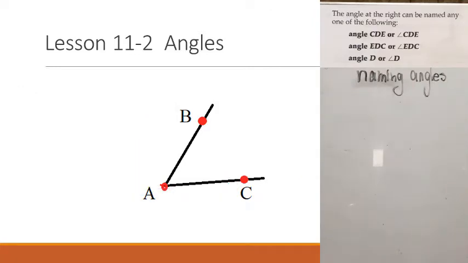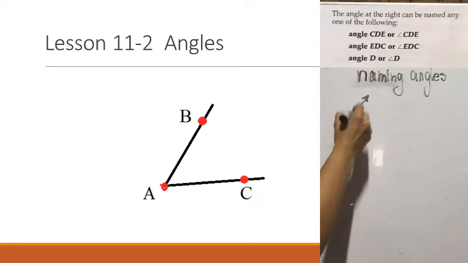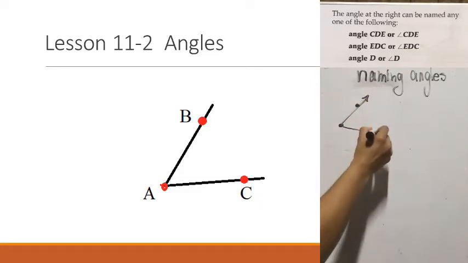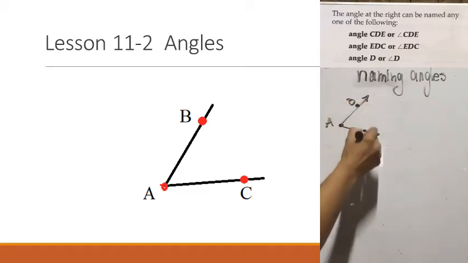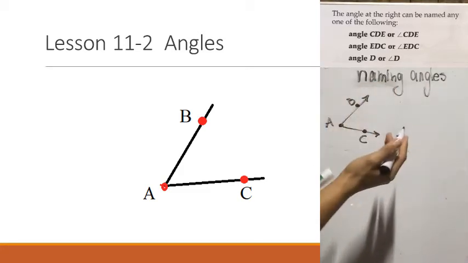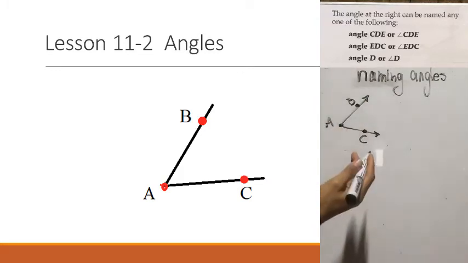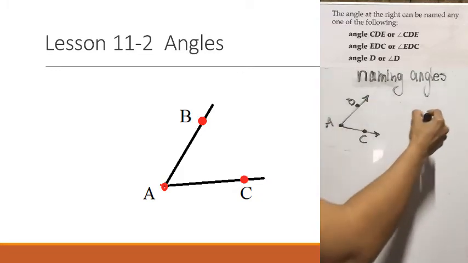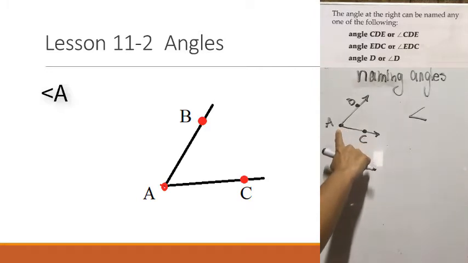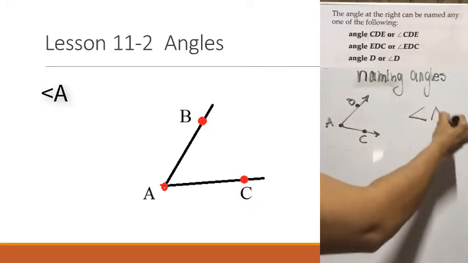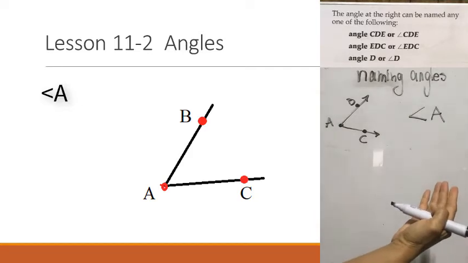Okay, it's time to name an angle. We have three different ways to name an angle. Remember, an angle has three points, for example A, B, C. We can name the angle by drawing a symbol that means angle, and then the vertex. In this case, the vertex is A. Angle A. That's how to name an angle.